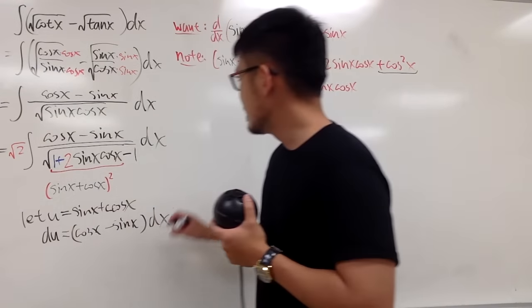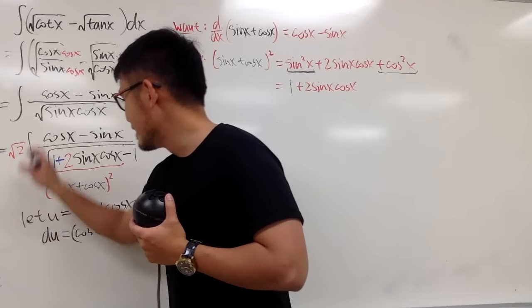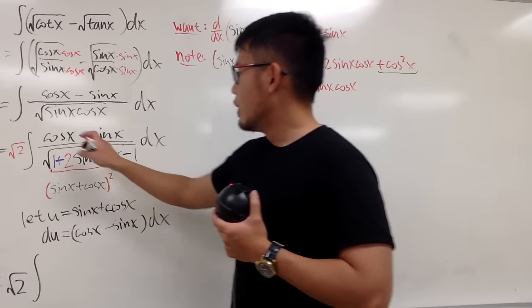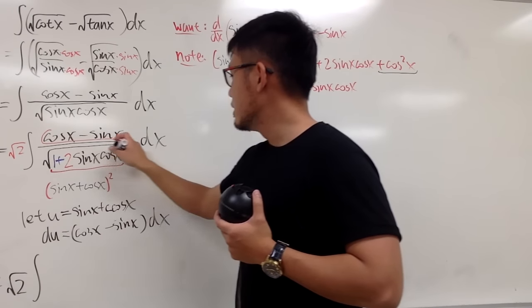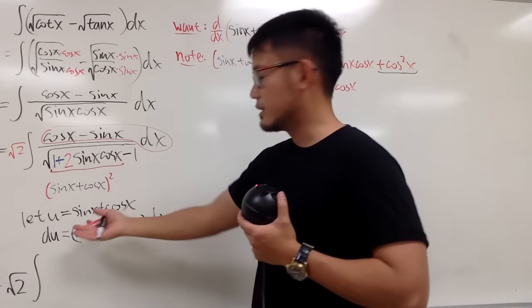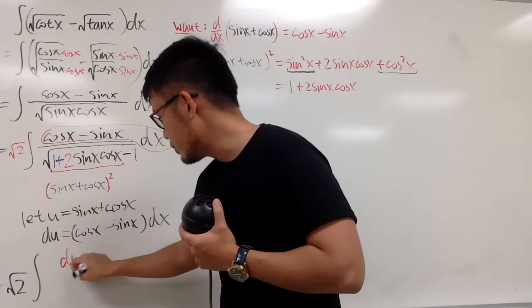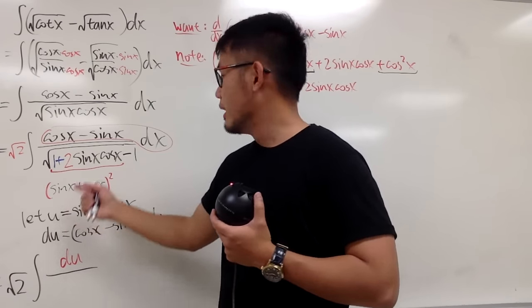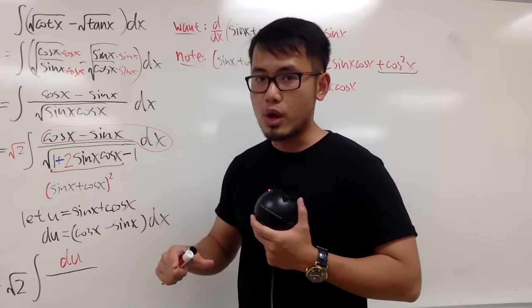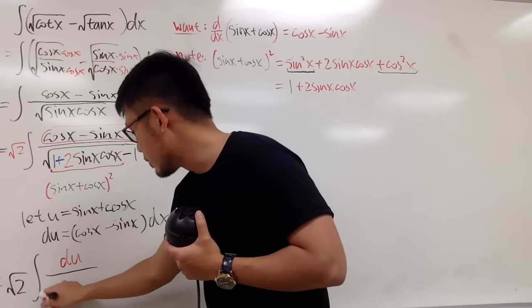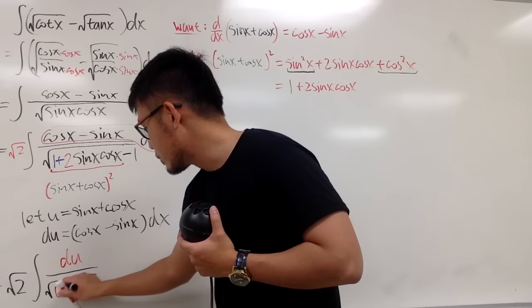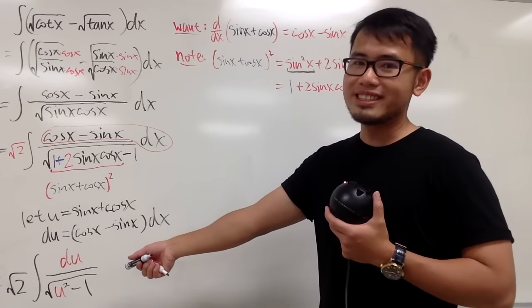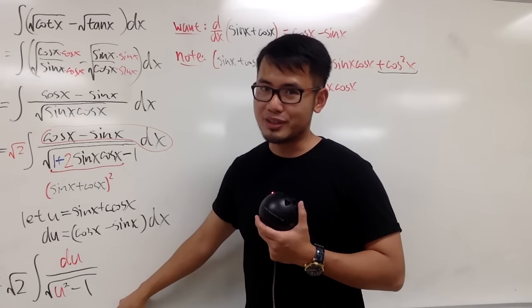So, as you can see, this right here, I will just put it down here. We have the square root of 2 in the front, the integral, and this part is just du. So let me put down du over this part, which is u. So we have the square root of u squared minus 1 in the denominator. How can we integrate this? The answer is we do trig sub.